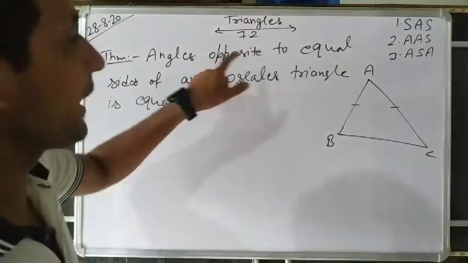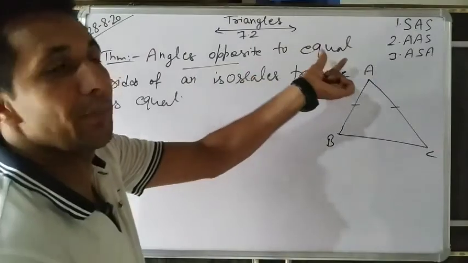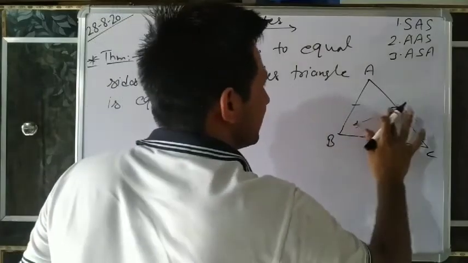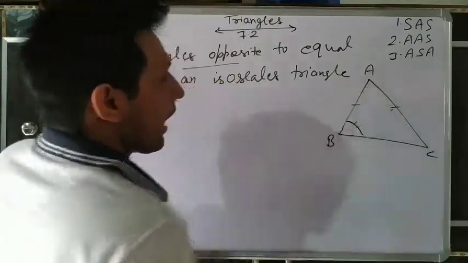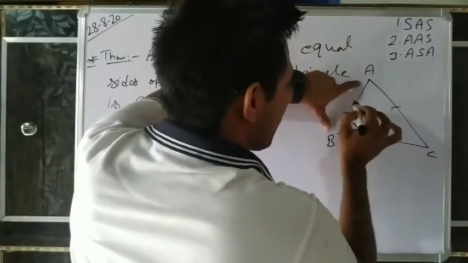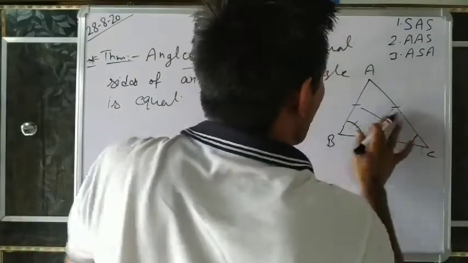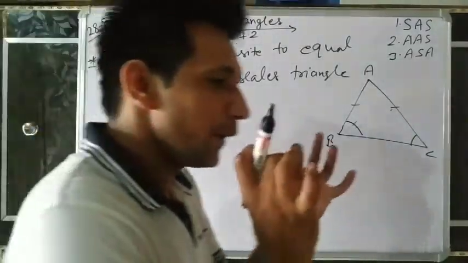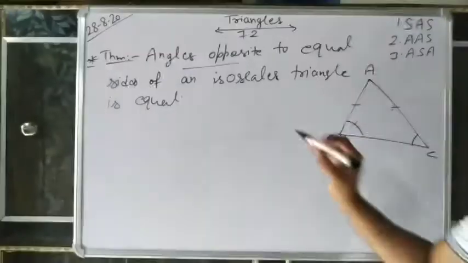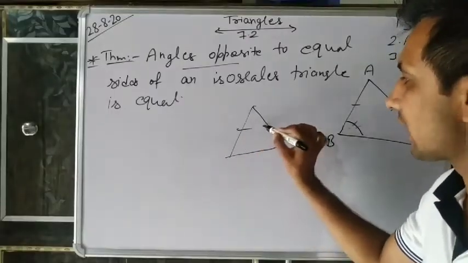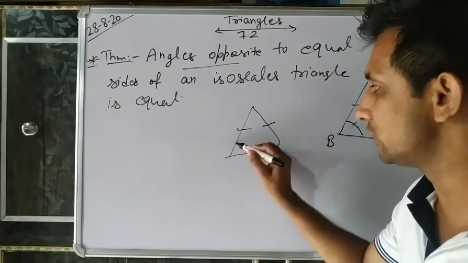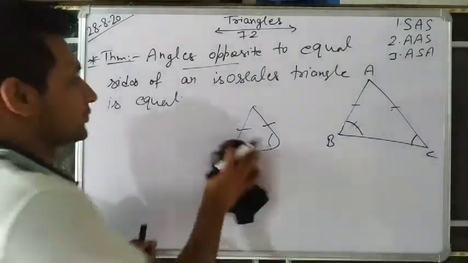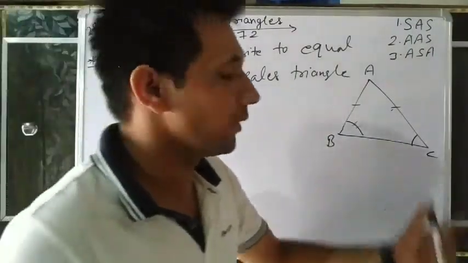Again, the angle opposite to the equal side. The angle opposite to side AC is angle B, and the angle opposite to side AB is angle C. So we have to show that angle B equals angle C. It is given that if in a single triangle two sides are equal, then the angles opposite to these equal sides are also equal. Understand it? So we want to prove that angle B equals angle C.